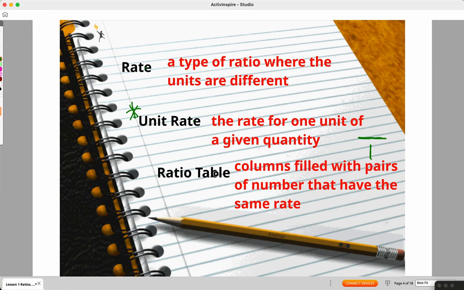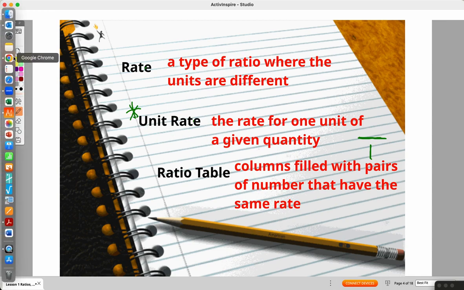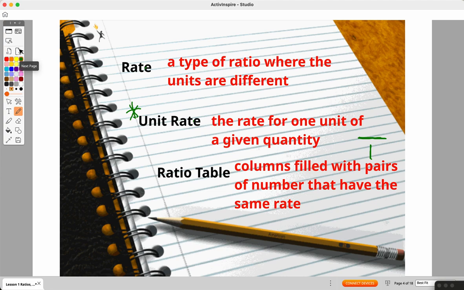It's columns filled with pairs of numbers that all have the same rate or the same ratio. It could be either rate or ratio, it just depends on which one you want. So these are the basic ideas. By far, unit rate is the most common idea that we're going to come up with.